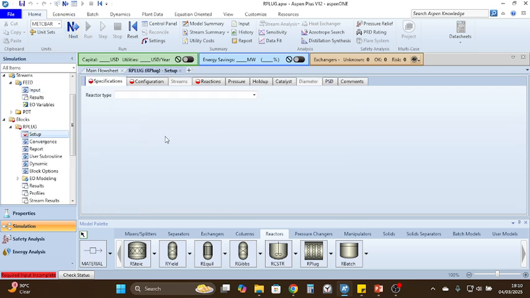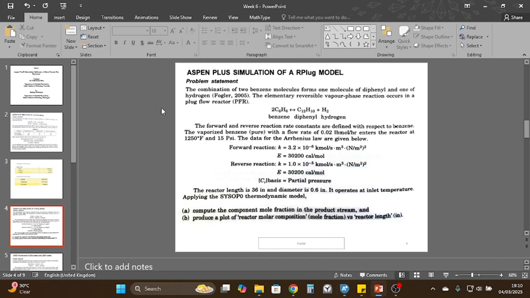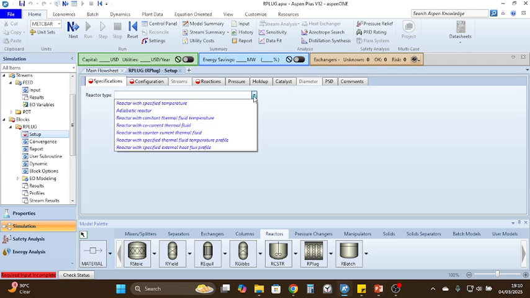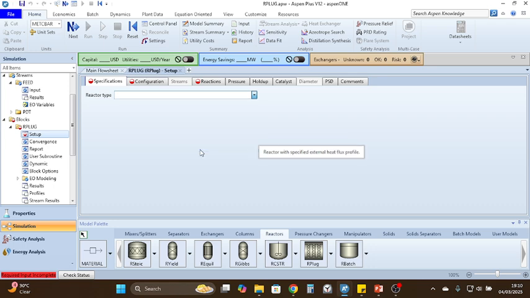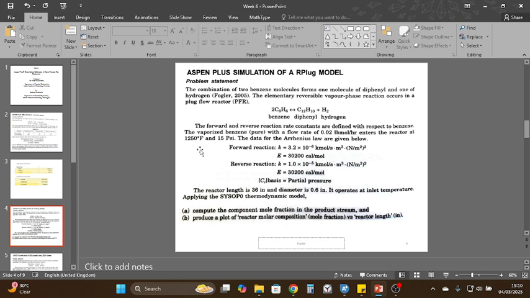So here we are in the R plug reactor. Someone had asked the phase of the reaction. In the problem, it is given that it is a vapor phase reaction. Okay. So what are the reactor types that we have? Reactor with specified temperature, adiabatic reactor, reactor with constant thermal fluid temperature, concurrent thermal fluid, countercurrent thermal fluid, specified external heat flux profile. So what do we have over here?